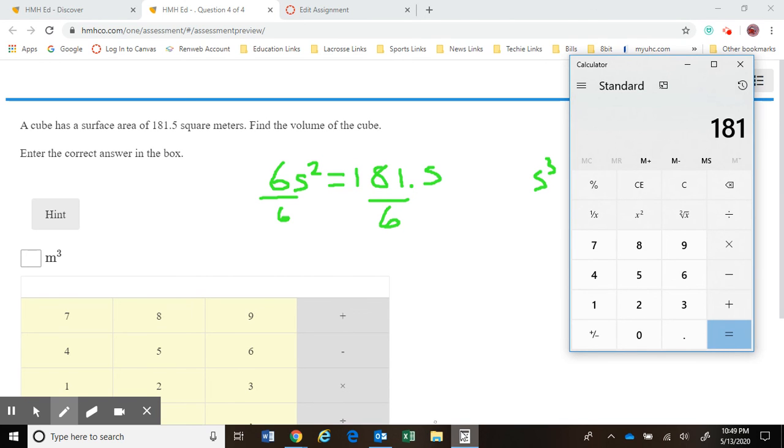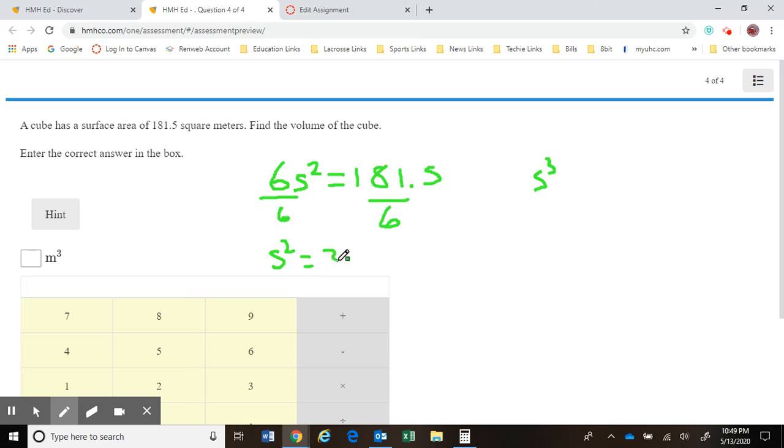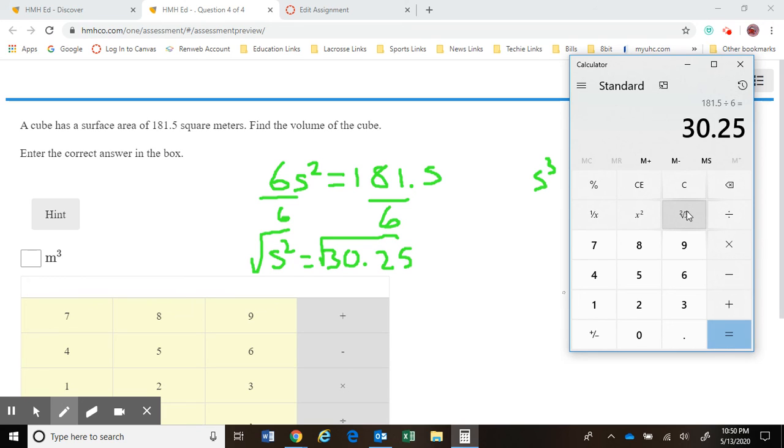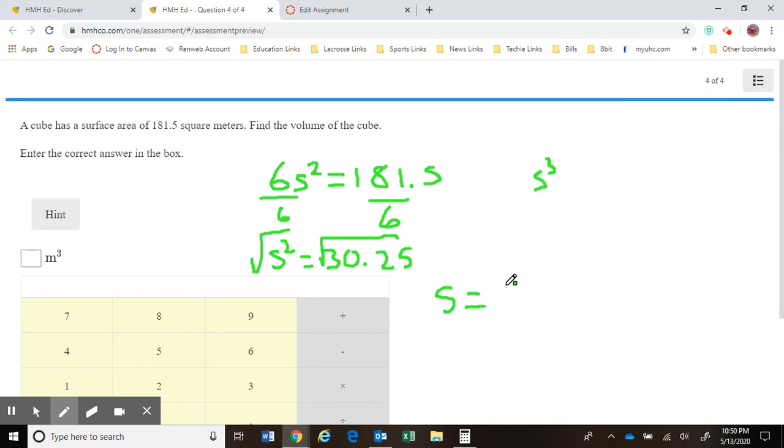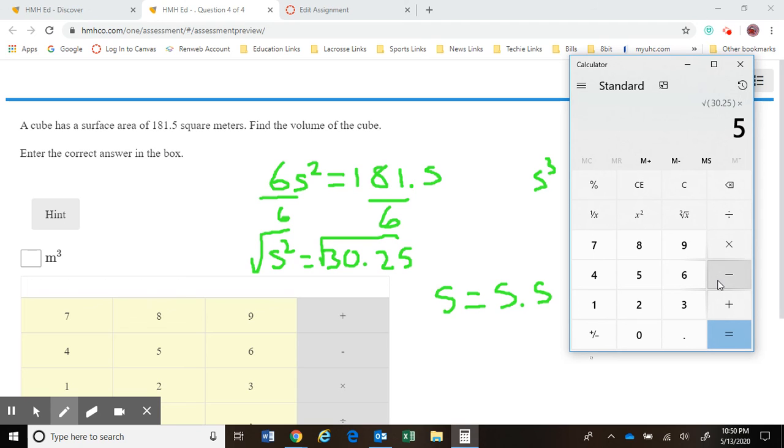And let's see. 181.5 divided by 6 gives me 30.25. So side squared equals 30.25. And then I want to find the volume, so I need a square root. To get rid of a square, I need to square root, the inverse operation. So I'm going to find the square root of 30.25. If you're using a regular calculator, you have the square root, but on this calculator, it's this one, 5.5. So my side length is 5.5. And then I just need to go 5.5 times 5.5 times 5.5. And that gives me my answer, which is 166.375.